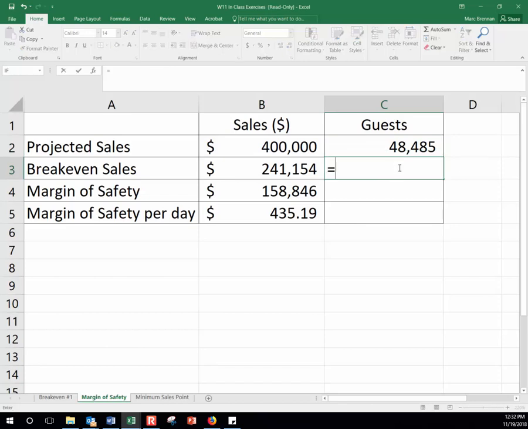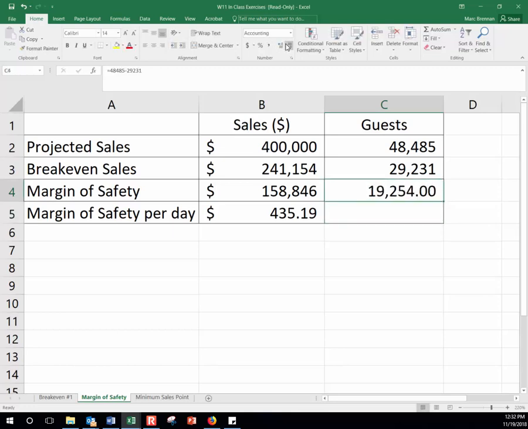Okay. Now, our break-even guests, we've already done this math on the other sheet, but $241,154 in break-even revenue divided by the average unit selling price, which is $8.25 again. This should look familiar because we did it on the other sheet. We have to serve 29,231 people at an average check of $8.25 in order to break even. So what's the difference between the two? 48,485 minus the 29,231 covers to break even.